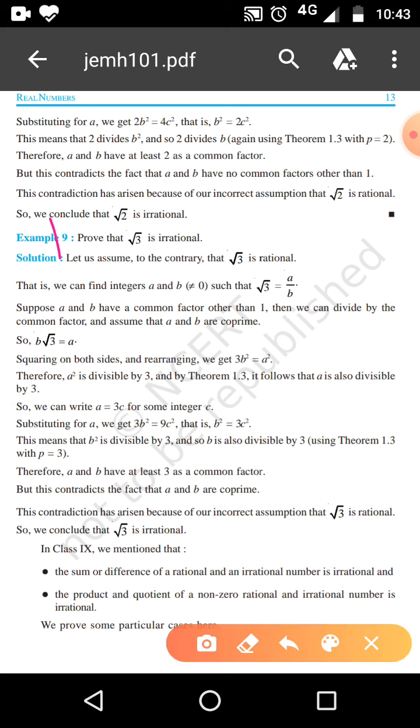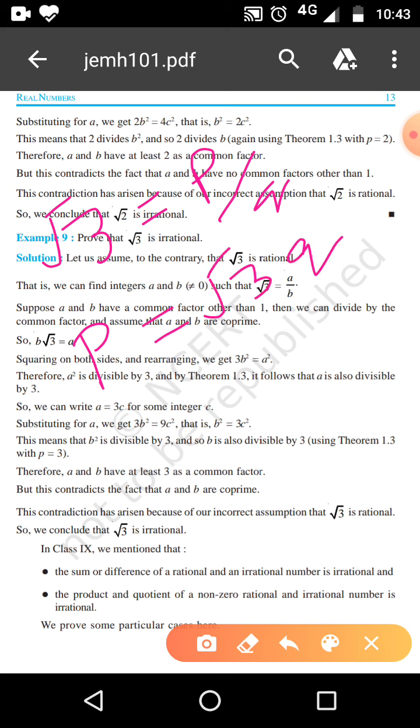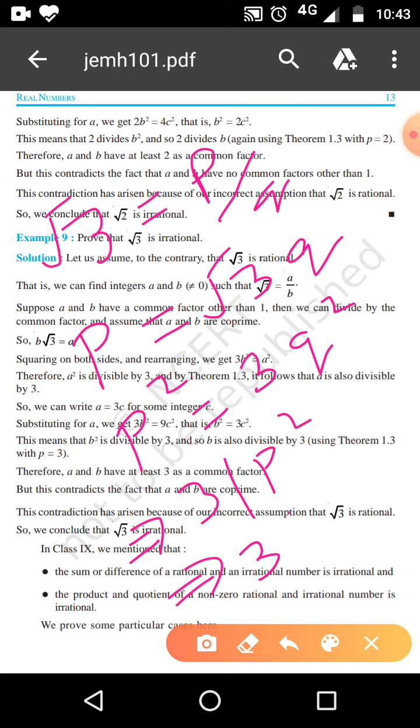So, root 3 can be written as p by q, and this is nothing but p is equal to root 3 q. On squaring both sides, we get p square is equal to 3q square, and this implies 3 divides p square, and this implies 3 divides p, and this is equation number 1.